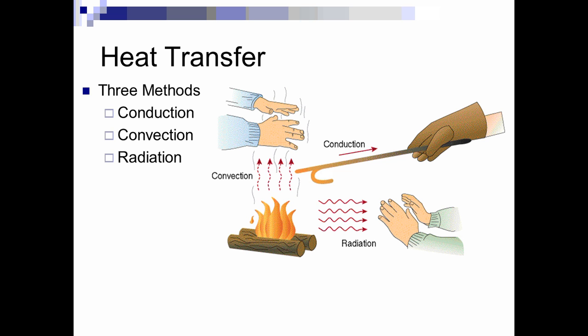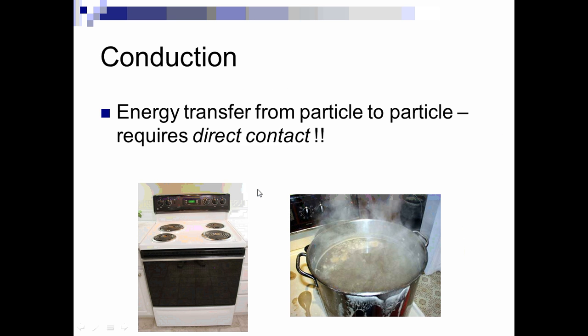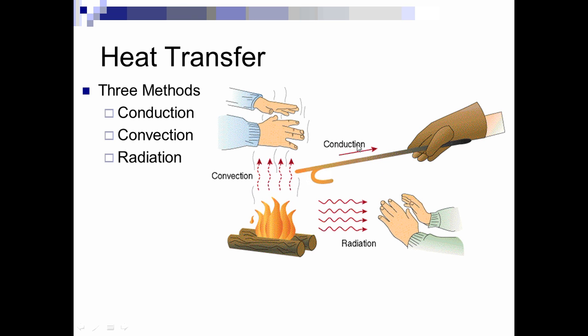So we're going to go through the three different methods of heat transfer: conduction, convection, and radiation. The first one is conduction, and make sure you underline or highlight this, but it's energy transfer from particle to particle, which means it requires direct contact. In our picture here, conduction is whenever this end of this rod gets hot, then particle by particle in the rod, the energy is moved down the rod. Hence, you have to hold it with a glove.